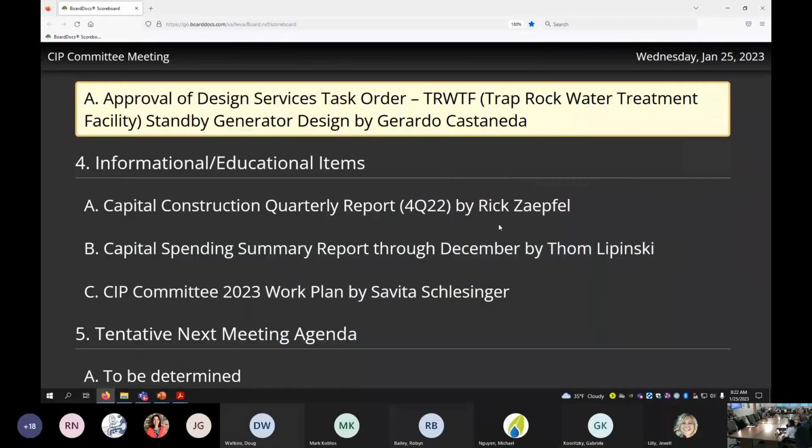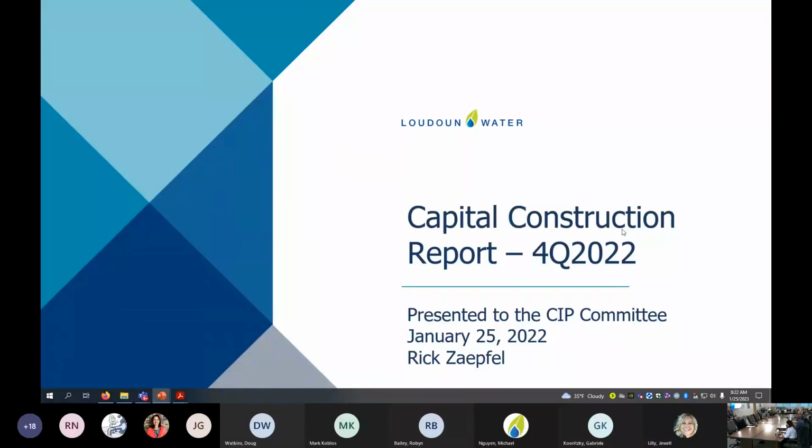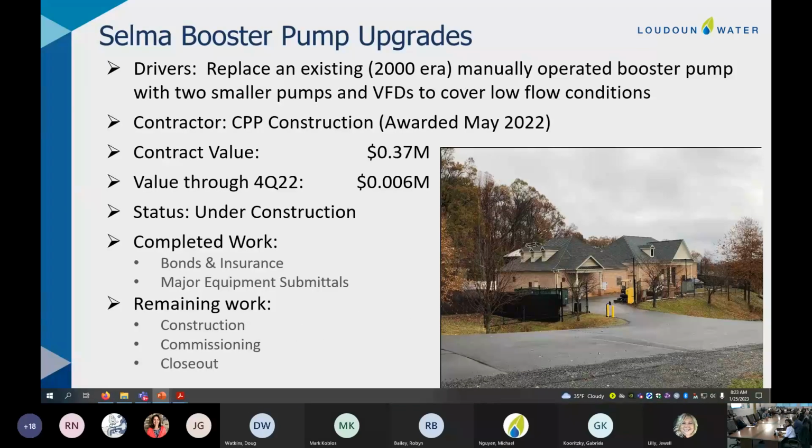The next item is a capital construction quarterly report. All right, good morning. I'm Rick Zafel, and I'm going to provide the fourth quarter of 2022 capital construction report. My agenda for this morning: I'm going to talk briefly about the first 3 projects, then go into more detail about the Broad Run expansion to 15 MGD, and then we'll conclude with the quarterly numbers that summarize the current, completed and upcoming projects. So let's start off with the Selma booster pump upgrade.